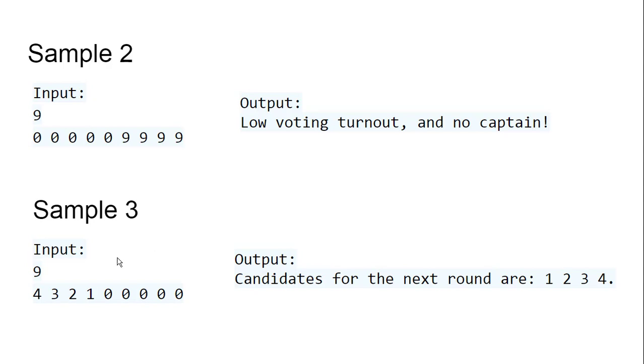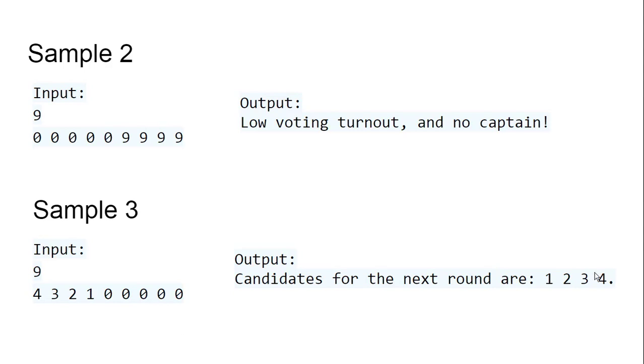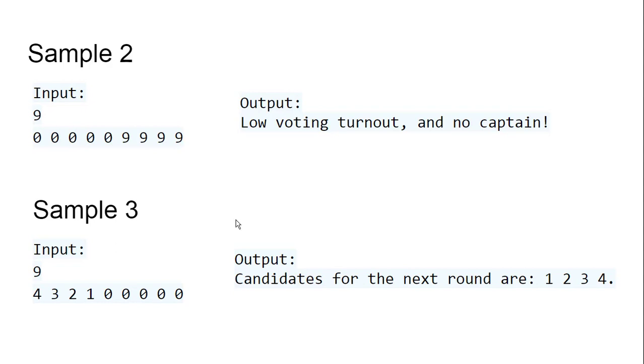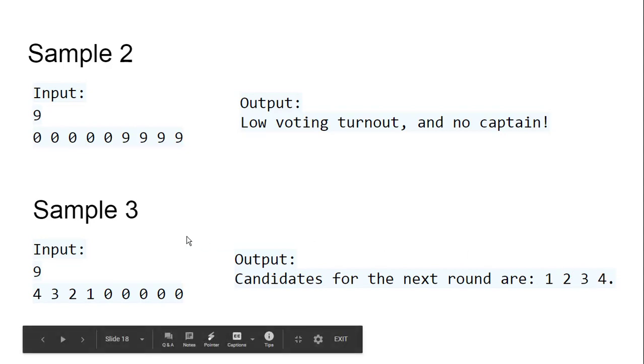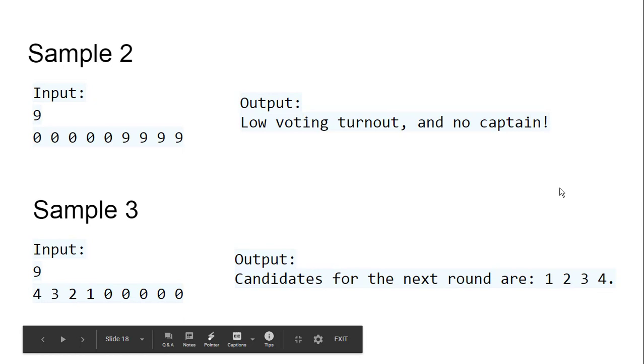And sample 3, we have 9 players, and these are the ones they voted. The candidates for the next round are 1, 2, 3, 4, and we ask that they be in the order of their player ID. You could argue this is a fifth case which should be handled differently, but let's say it's not. In the first vote we have 9 candidates and now we have 4 candidates, so maybe a runoff election with these 4 makes sense.